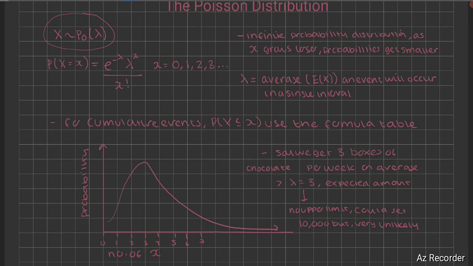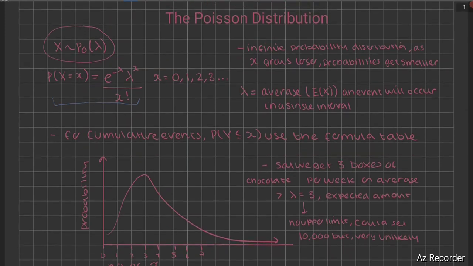And if you notice, it's an infinite distribution. This means that the number of boxes we can get is technically unlimited. We could get 10,000 boxes of chocolate, however, the probability of that happening tends to 0. So if you plug that into your calculator, you will get 0. It's just a very, very small probability. And the formula for calculating a Poisson distribution is e to the minus lambda times lambda to the power of x all over x factorial.